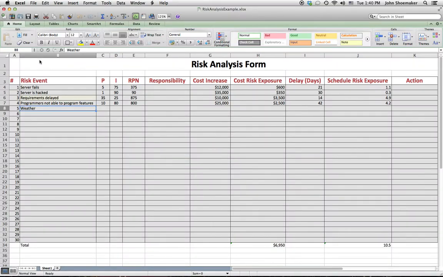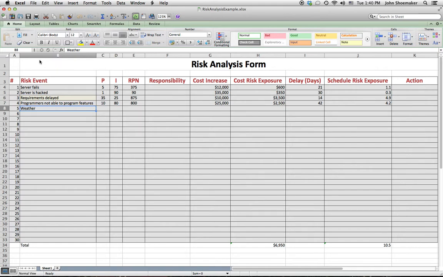Here we are. You can see in the first column we have a list of numbers. In the second column, we have the risk event, and you're going to enter the risk events in this column. Presumably you will have 20 or more. It's a minimum of 20. Then the third column has a P at the top of the column. That stands for probability.